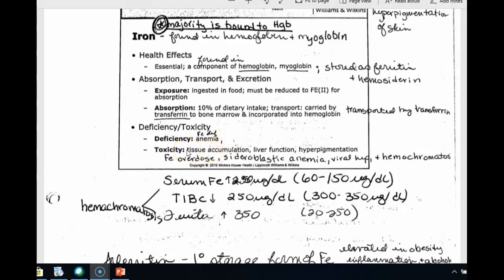So iron deficiency anemia is one problem of iron deficiency. And then toxicity: too much iron can lead to tissue accumulation. This can be through iron overdose, like somebody takes too many vitamins. That could be a problem, although rare. Sideroblastic anemia, and we will learn more about that in hematology, is a blastic anemia that has iron deposits around the nucleus. Viral hepatitis, and of course hemochromatosis.